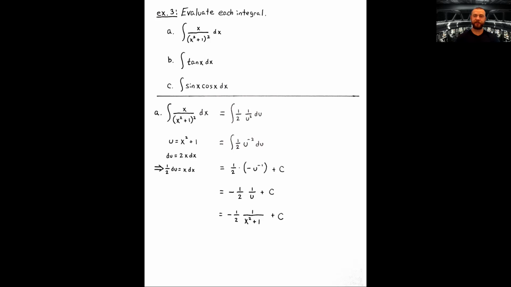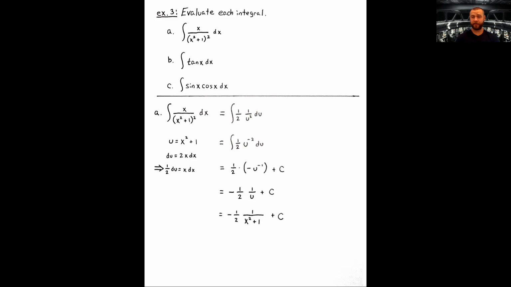No problem, we divide the 2 over to get a factor of a half in the differential, and we can rewrite our integral now, x dx as 1/2 du, and then the remaining fraction, 1 divided by x squared plus 1 squared, we can rewrite that as 1 divided by u squared.